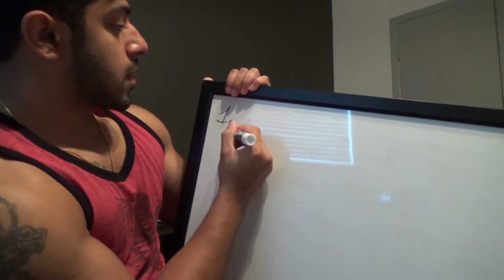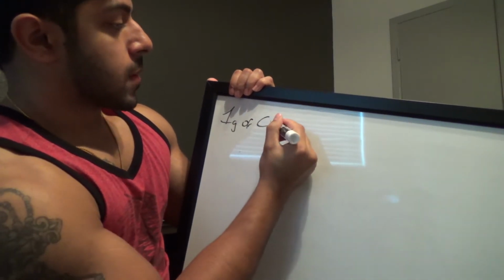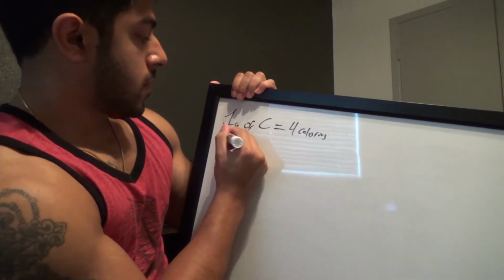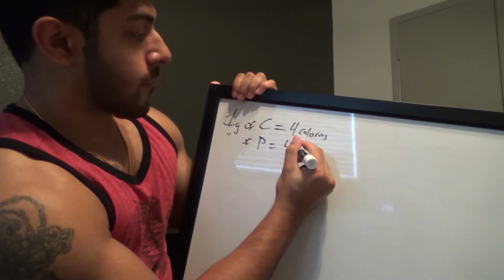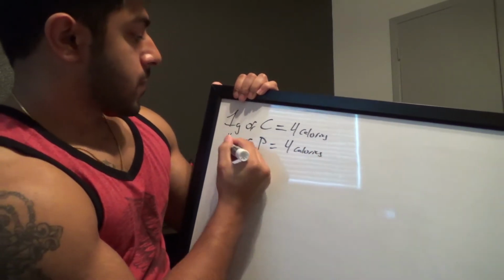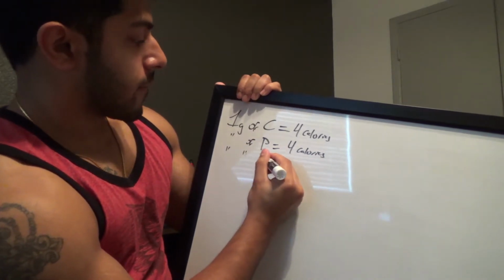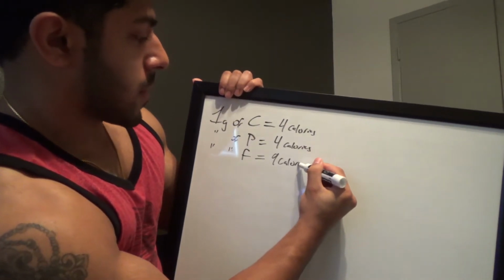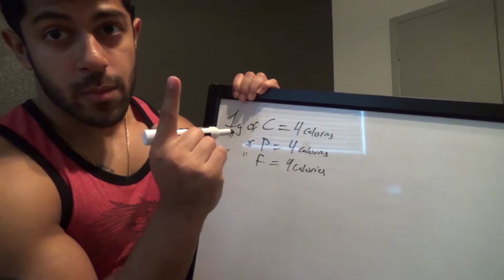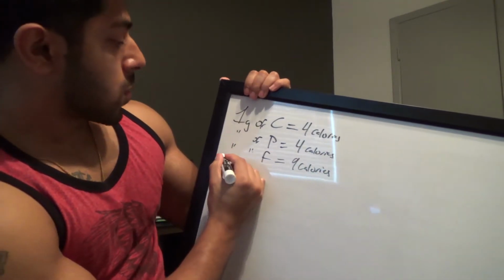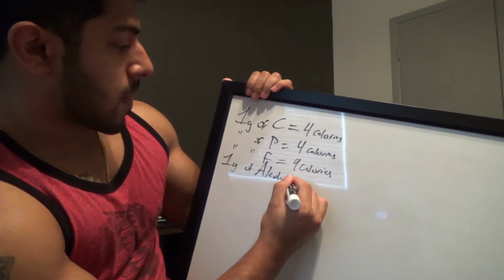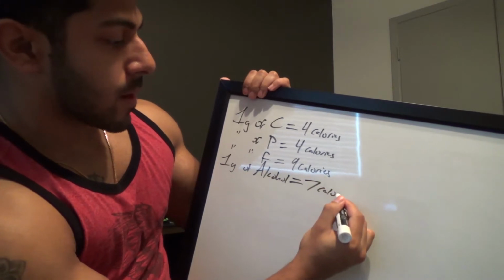So we've learned that 1 gram of carbs equals 4 calories. 1 gram of protein equals 4 calories. 1 gram of fat equals 9 calories. So we've learned that, and there's one more macro that you need to learn, and that is 1 gram of alcohol is equal to 7 calories.